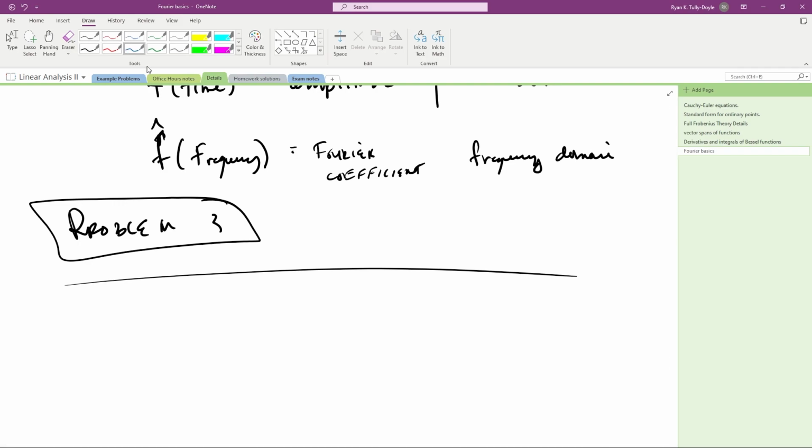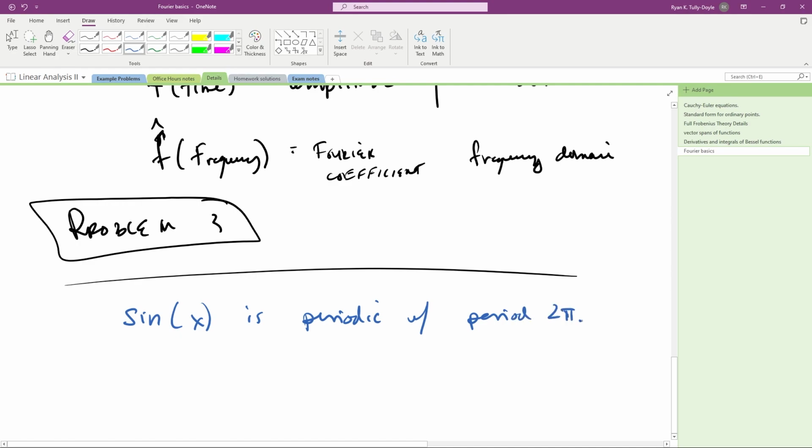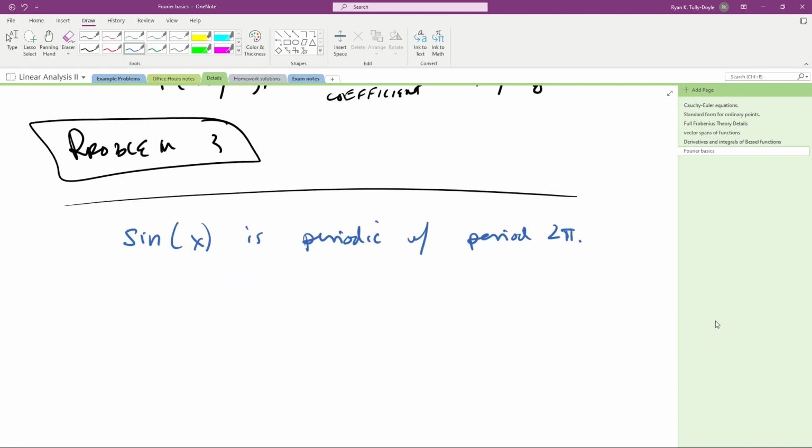So one thing that you're allowed to assume is that the sine of x is periodic with period 2 pi. You just get to assume that, okay? It's something you've learned in trig, so you know that already. If you put anything else inside with the sine, what you're doing is changing the period. So if you put the sine of ax in there, then the period is equal to 2 pi divided by a. Okay.